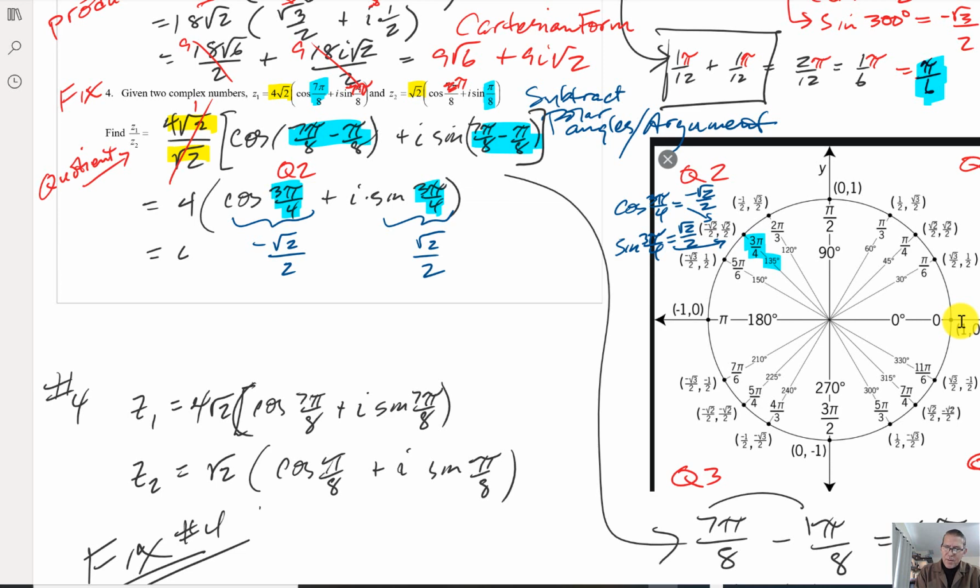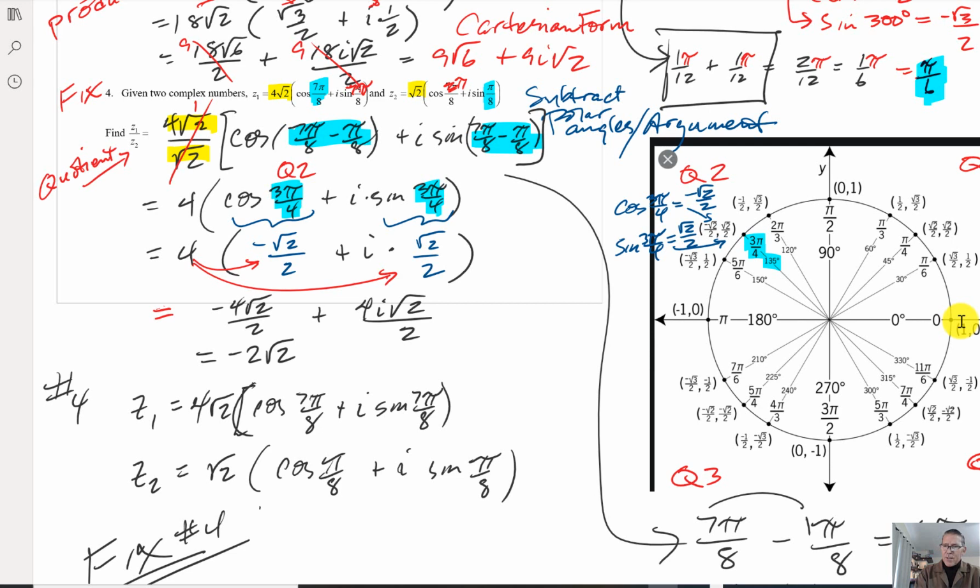Now we just bring everything down. We have 4 times negative root 2 over 2 plus i times root 2 over 2, and then you distribute twice. 4 times negative root 2 is negative 4 root 2, all divided by 2, plus 4i root 2 divided by 2. Then you simplify. Negative 4 divided by 2 is negative 2, so you get negative 2 root 2, and 4 divided by 2 is 2, so plus 2i root 2. And there's our end result, and that is Cartesian form.